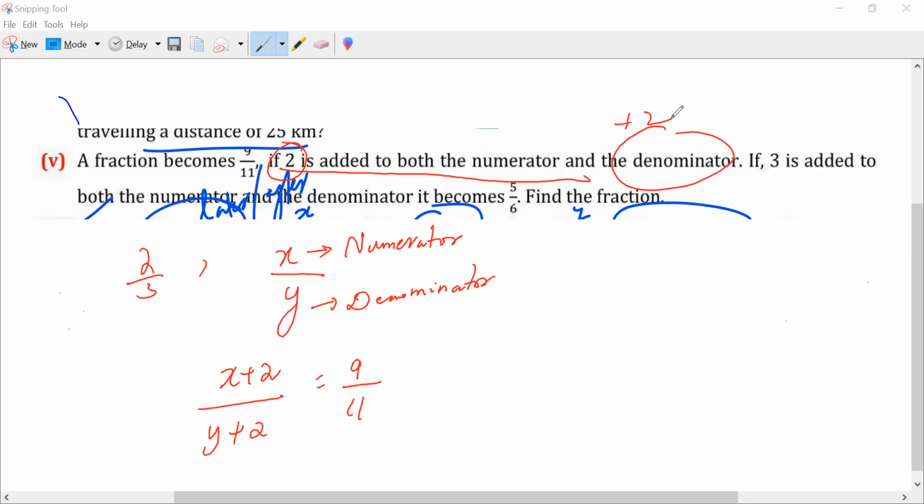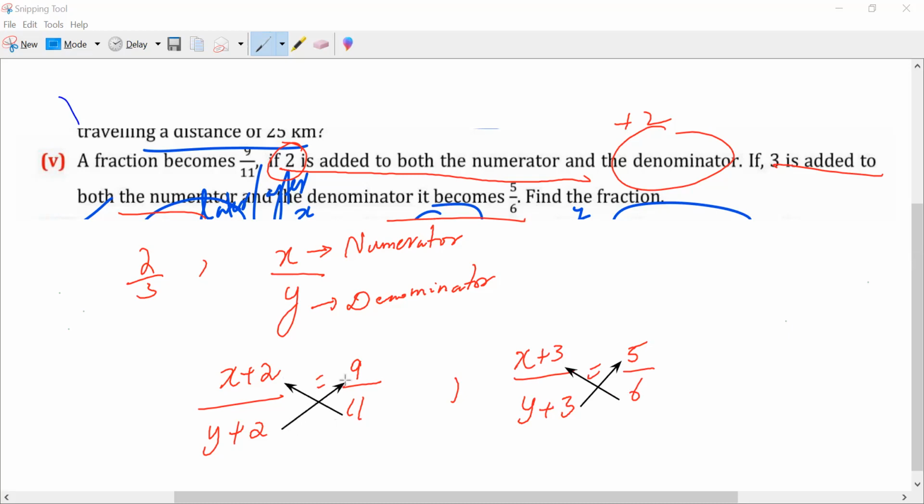Similarly, if 3 is added to the numerator and denominator, the fraction becomes 5 by 6. So x plus 3 and y plus 3 becomes 5 by 6. That is the logic here. Now what do you do? You have to cross multiply these terms, and then do the elimination method or substitution or any method of your choice to get the solution. Now is it clear? The logic is this only.